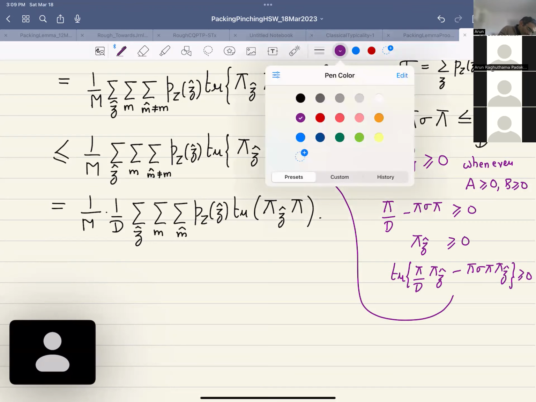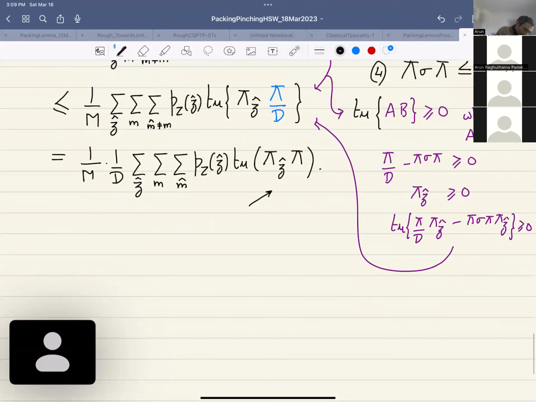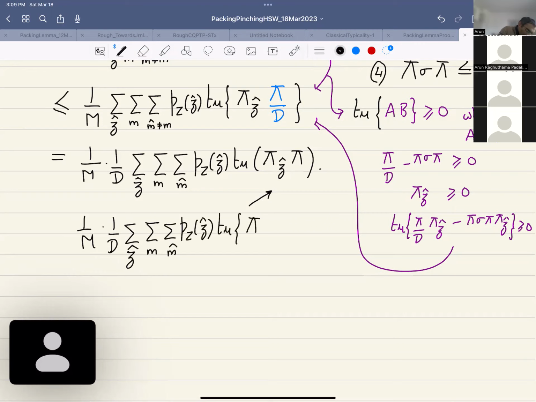Okay, so I end up here. Now I know Π is dominated by I, so let me write 1/M times 1/D Σ over z-hat of p(z-hat) trace of Π ẑ. Instead of Π_ẑ, I can put an I here because I dominates a projector. So this is because Π is dominated by I.